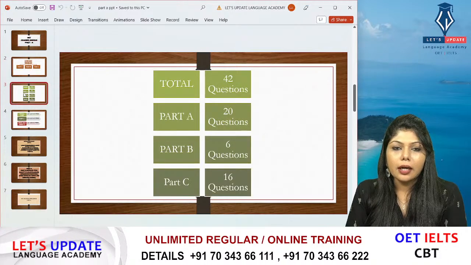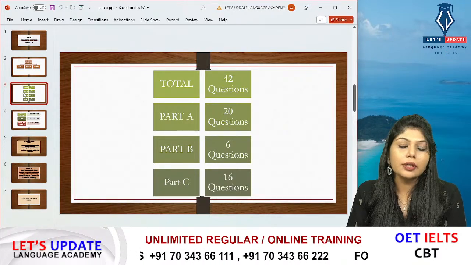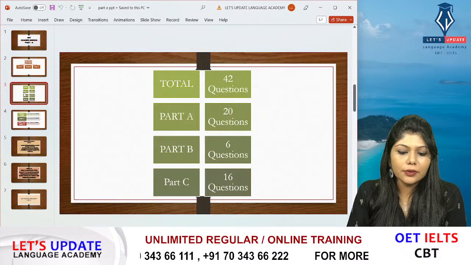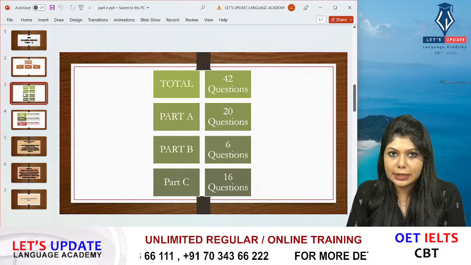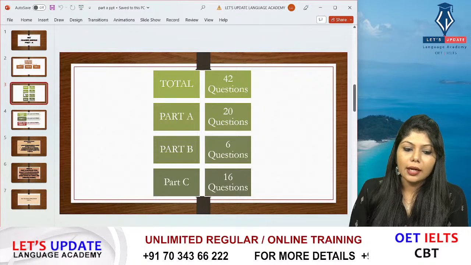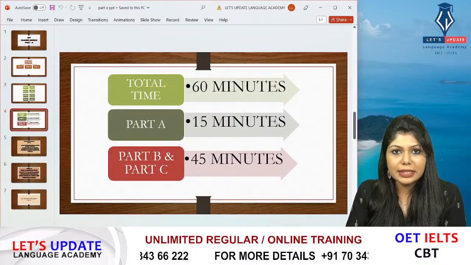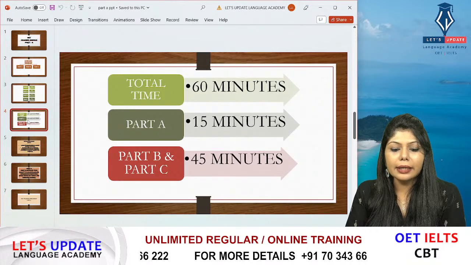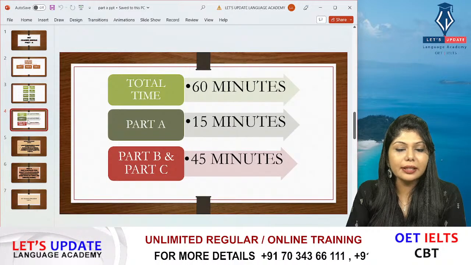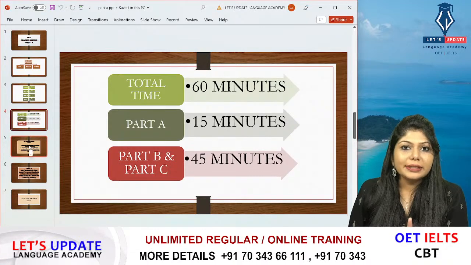Regarding the number of questions from each module, you will have a total of 20 questions from part A, 6 questions from part B, and 16 questions from part C, totaling up to 42 questions. And regarding the time duration, you will have a total of 60 minutes, that's an hour, for which part A will be allotted 15 minutes and part B and C together 45. So those were the general instructions.